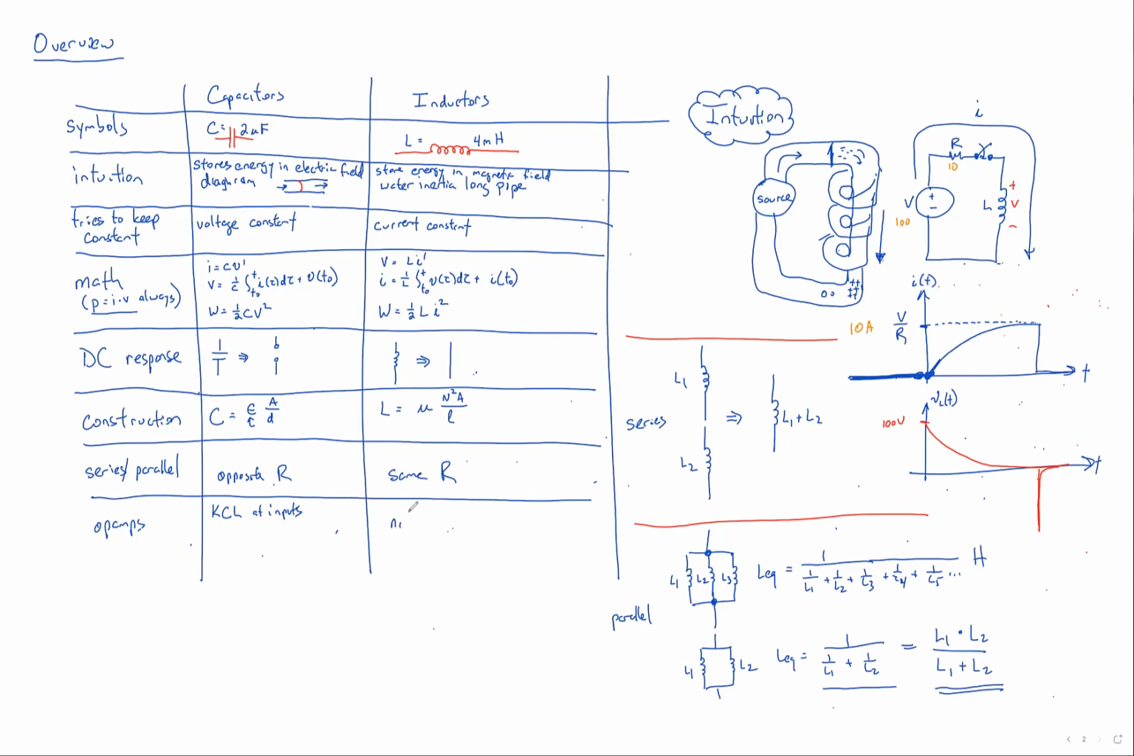Okay, and then in op amps, we said we do KCL at the inputs. And we don't use inductors with op amps. Here's the real world thing that the text doesn't say.